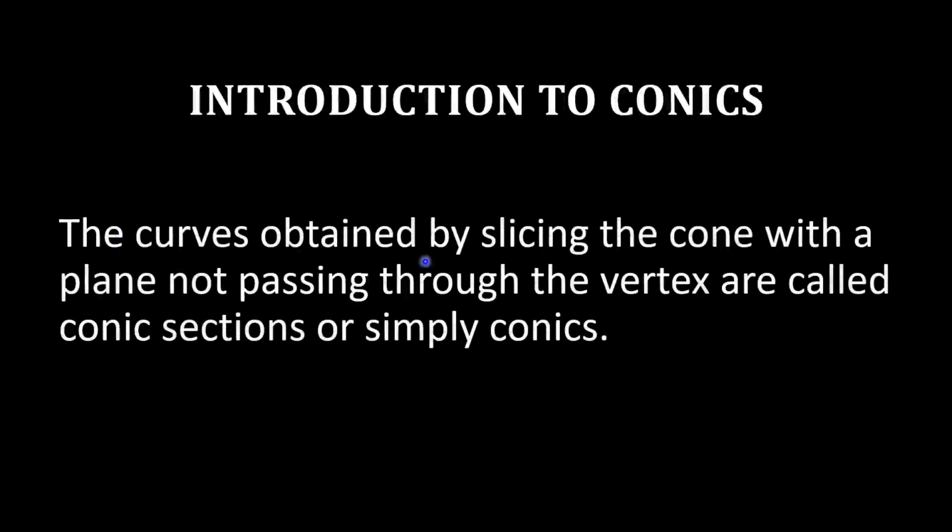Introduction to conics. The curves obtained by slicing the cone with a plane not passing through the vertex are called conic sections or simply conics. That is, we are cutting the cone with a plane. For example, consider one cone. You are cutting that cone with a knife. That is, the knife is the plane. Not passing through the vertex means the corner edge. Then we are getting some sections. That is called conic sections or simply conics.